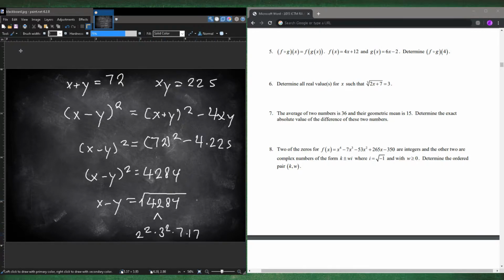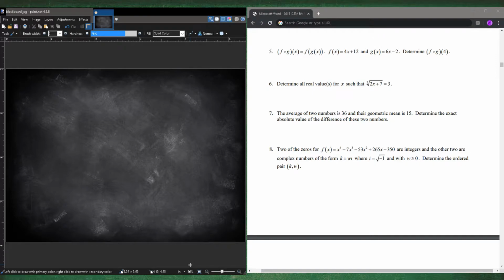So 2 times 3 is 6. So that's equal to 6. And then the 7 and 17 is still inside the square root. So that is 119. Multiply them together. So your answer is 6 square root 119. And that's basically it.